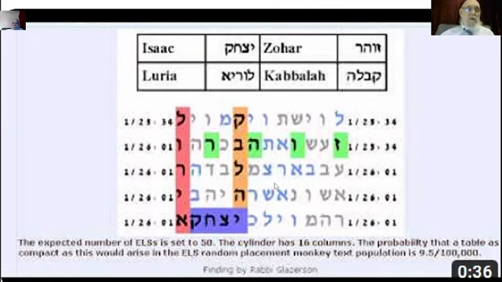So think about the possibility of the name Isaac and Luria and Kabbalah and Zohar will come in such a short area of 16. So this is what Professor Haralick explained. The expected number of ELS, equidistant letter skips, is set to 50. The cylinder has 16 columns, as we said, on the probability that a table as compact as this would arise in the ELS random placement monkey text. Monkey text means that it is not done with intention, you put in the program, and this will come out. So the population is 9.5 to 100,000.